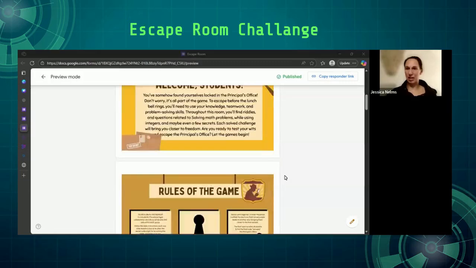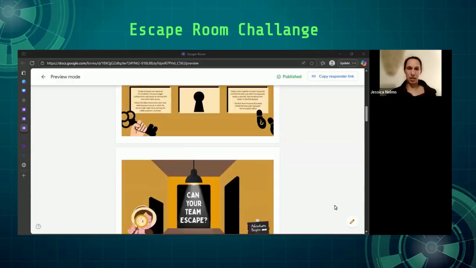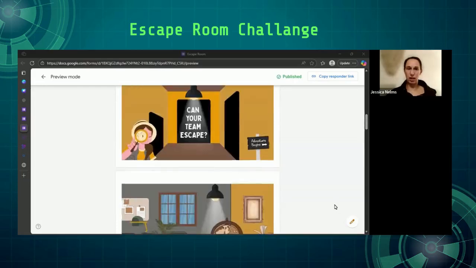Let the games begin. You will work together in groups of 4, and together you will solve the puzzles and find the next clue. Each solved puzzle will lead you to another clue, bringing you closer to solving the final escape code. The first team to solve all the puzzles and find the final code escapes the principal's office. Can your team escape? Let the adventures begin.